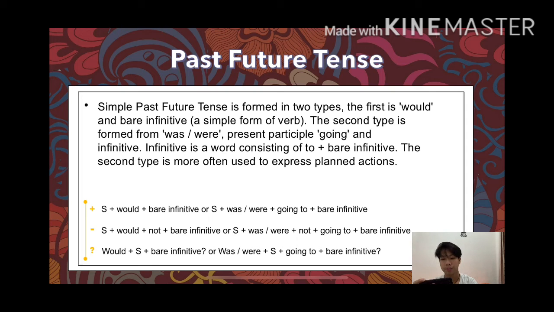Next is past future tense. Simple past future tense is formed in two types. The first is would and bare infinitive, or a simple form of verb. The second type is formed from was or were, present participle going, and infinitive. Infinitive is a word consisting of to plus bare infinitive. The second type is more often used to express future action.